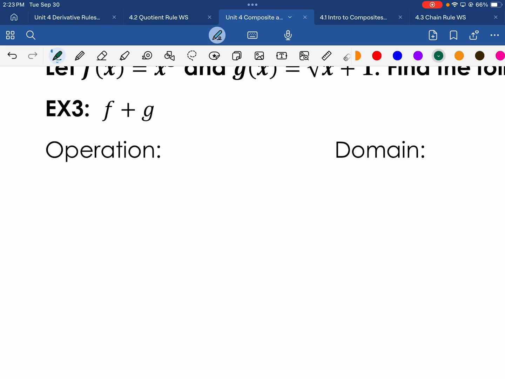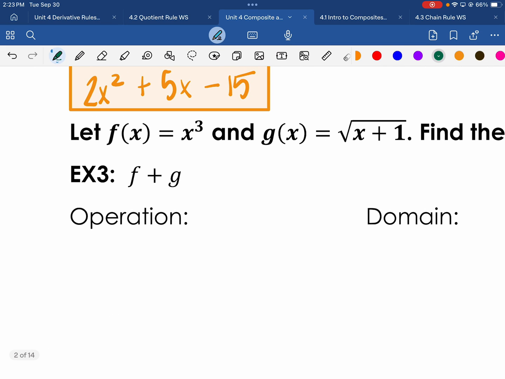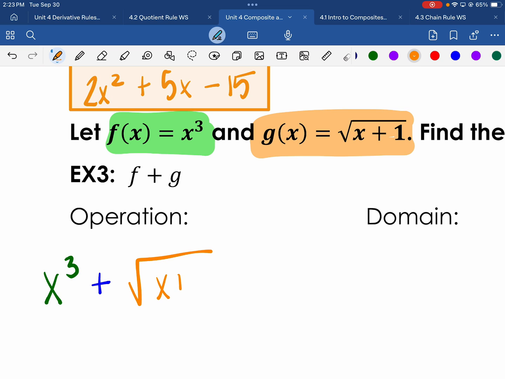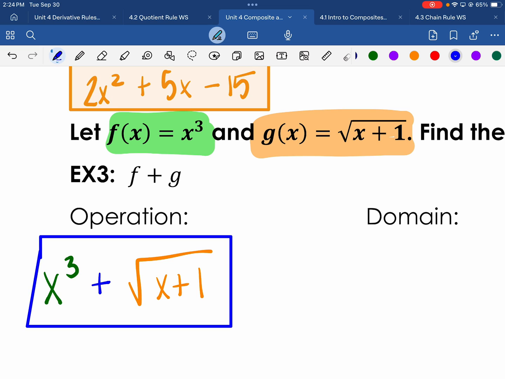Okay, so now let's talk about the domain of these functions. So f we're making now as x cubed, and g is going to be the square root of x plus 1. All right, so my first operation here is f plus g. So I'm going to take x cubed, and I'm going to add it to the square root of x plus 1. Can you add x cubed plus the square root of x plus 1? No. There's nothing I can do here. This would be as much as I could simplify.